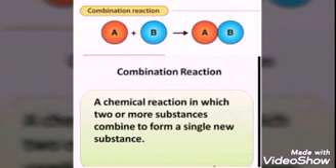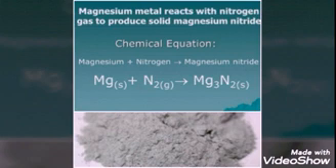A few examples for the combination reaction are burning of magnesium ribbon. Magnesium ribbon burns in oxygen with a dazzling white flame to form a white powder, magnesium oxide. Mg plus O2 gives MgO. Magnesium ribbon can also burn in nitrogen to form a product called magnesium nitride. Mg plus N2 gives Mg3N2.